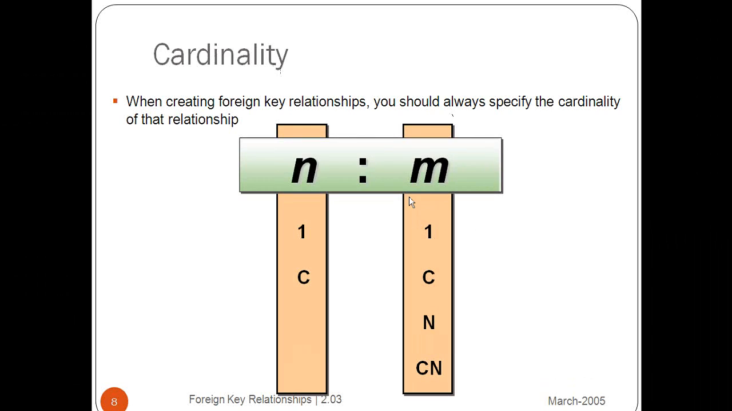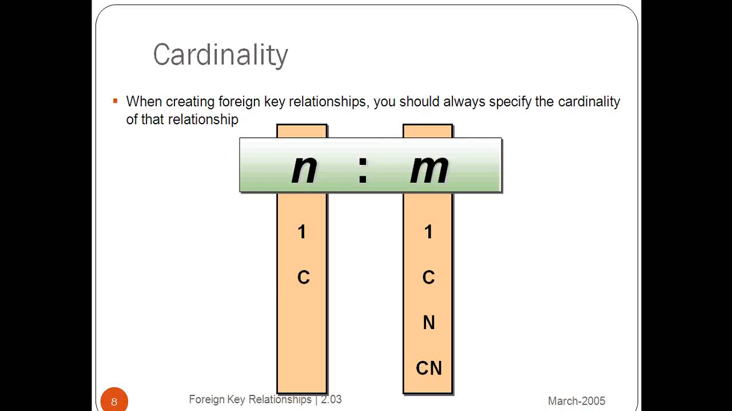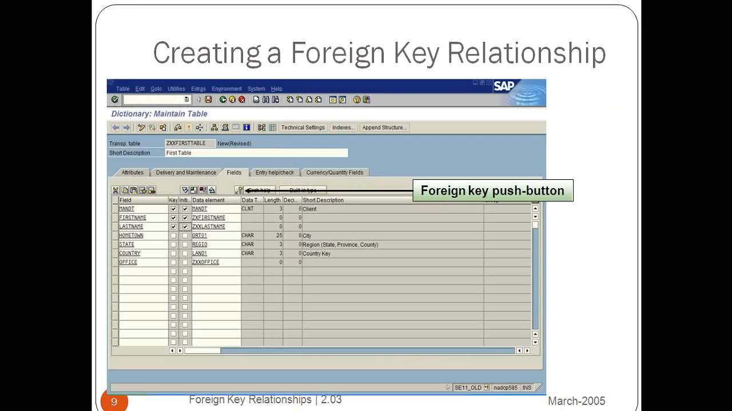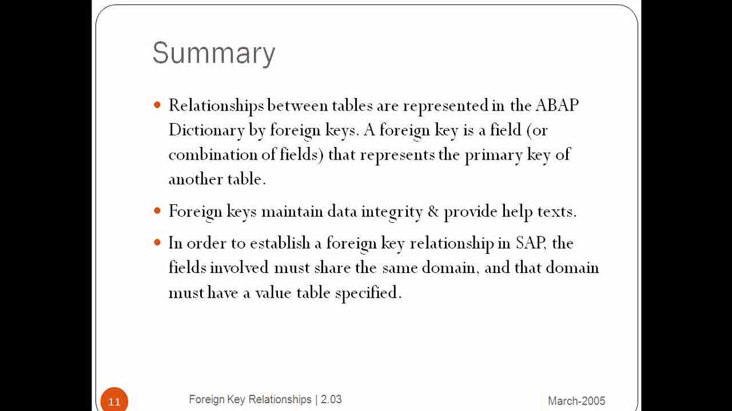It will tell you the story between two tables: what the relations are, and how both tables are going to be maintained. Now, to create a foreign key relationship, you can click that button. You can put the check table, enter a description, and maintain the foreign key type, cardinality, and a lot of other things.